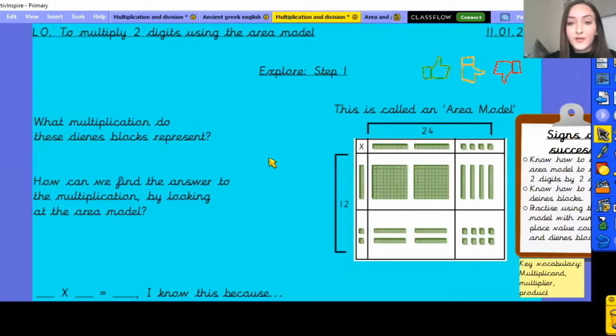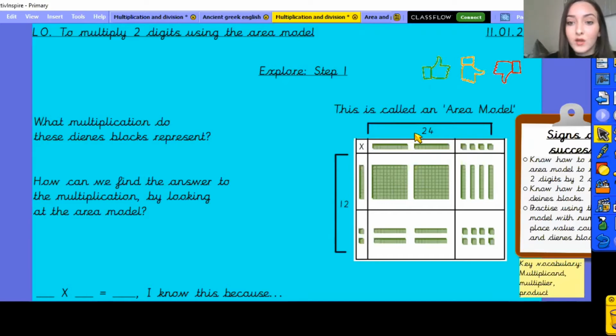Okay, so well done if you had a go at that because we've not done this before. So as you can see, I've removed the question marks and replaced them with a number on each of the sides. So I know that this area model shows the multiplication 24 times 12 because I've looked at the Dienes blocks on the top and on the side.